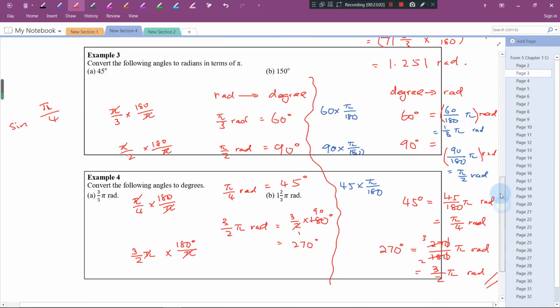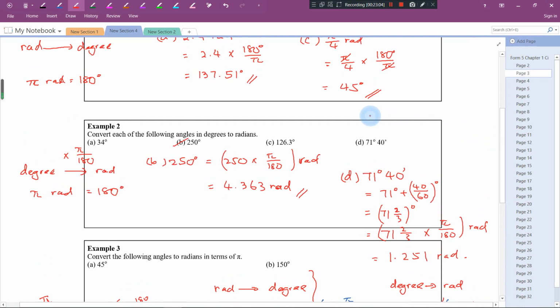Okay? Okay, I think now you should have no problem to convert degree to radian and radian go back to degree again.